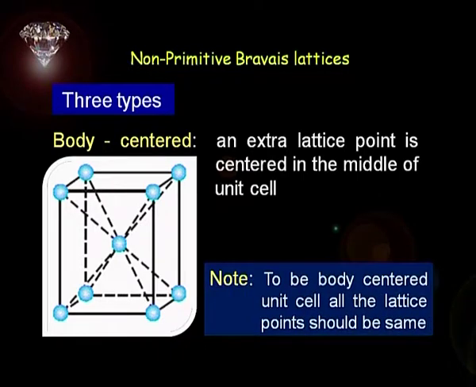Now, what is very important is, before we proceed further, we must make a note of it: to be a body centered unit cell, all the lattice points should be the same. That means all the lattice points which are at the corners as well as at the body center must be identical. Then only we say it is a body centered lattice.